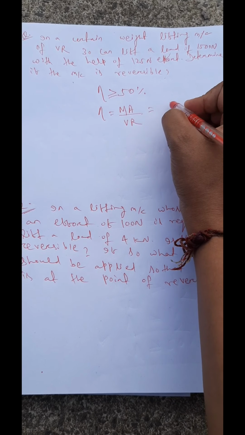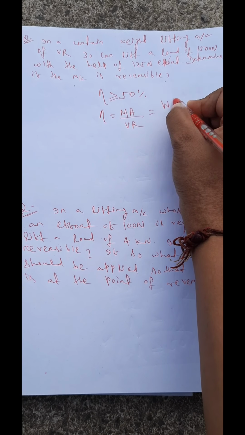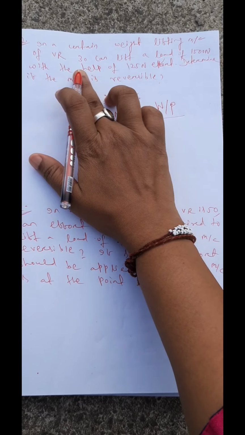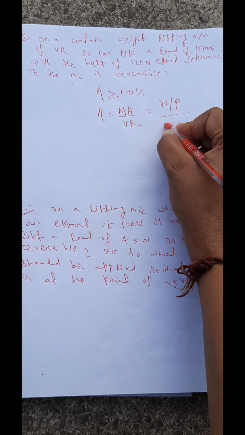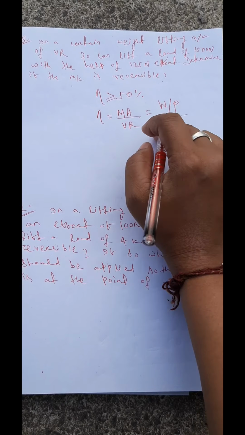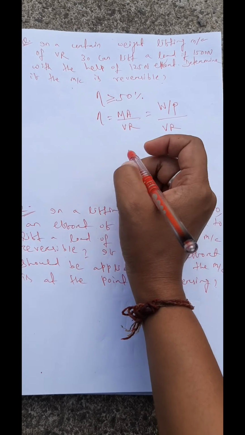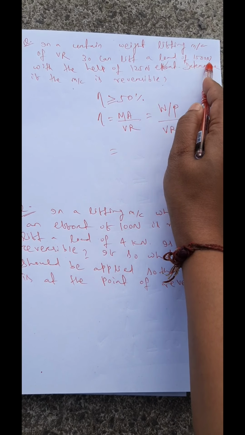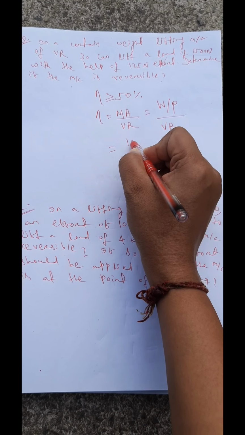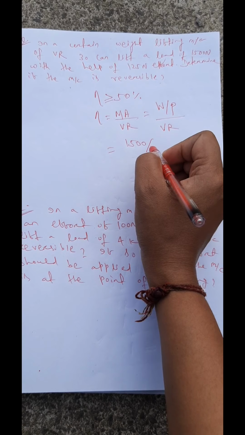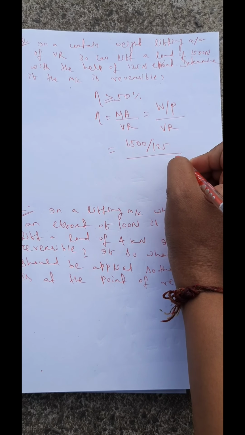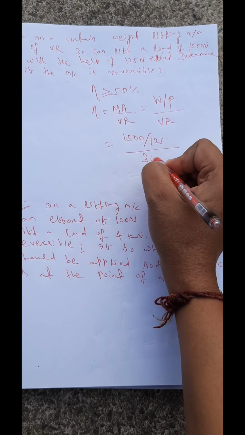So what is the formula for mechanical advantage? Load by effort, divided by velocity ratio. In the question, velocity ratio is mentioned, so you don't need to find it using a formula; the velocity ratio is given here. So what is the value of load? Load W value is 1500 Newton. W is the load to be lifted. What is the value of effort? Effort is 125, divided by velocity ratio, that is 30.